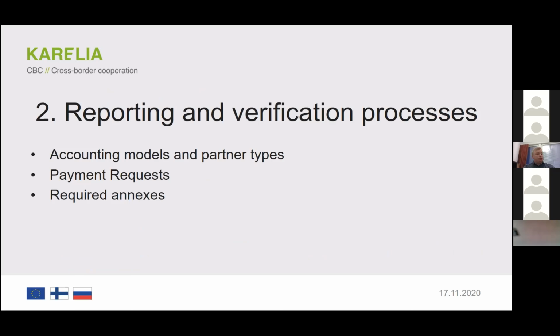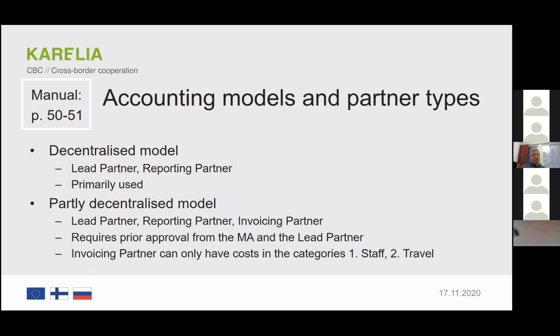Now, the second section concerns the reporting and verification processes of the partners during project financial reporting. We'll take a quick look at the different accounting models that can be used, the contents of the payment request, and the annexes that are required for the payment. There are two possible accounting models that projects can use.